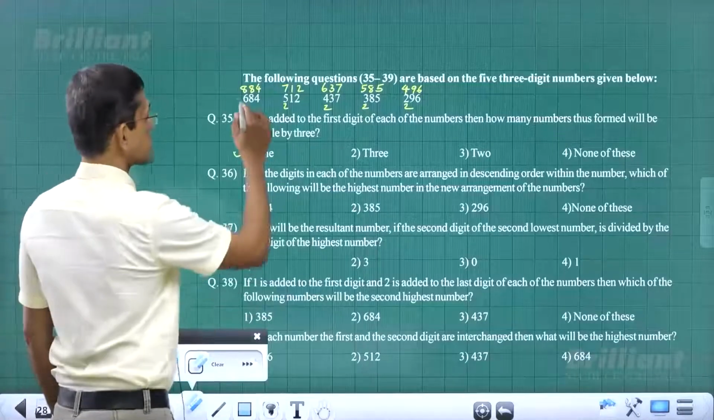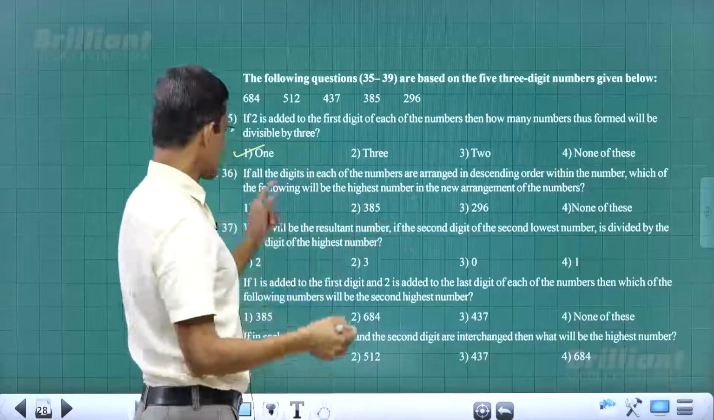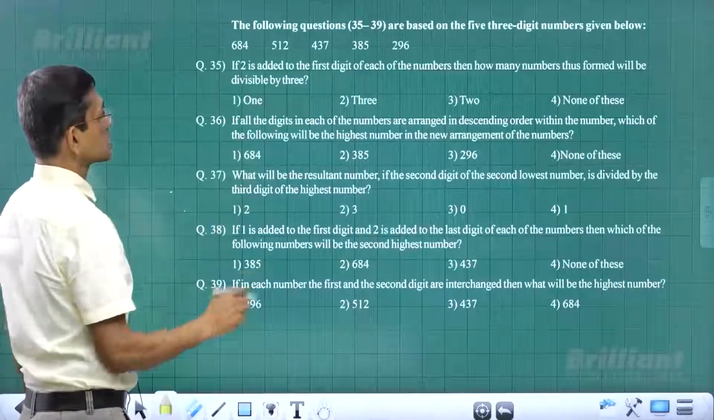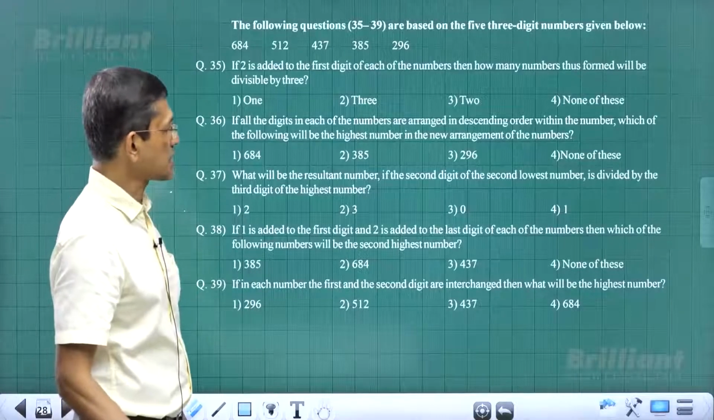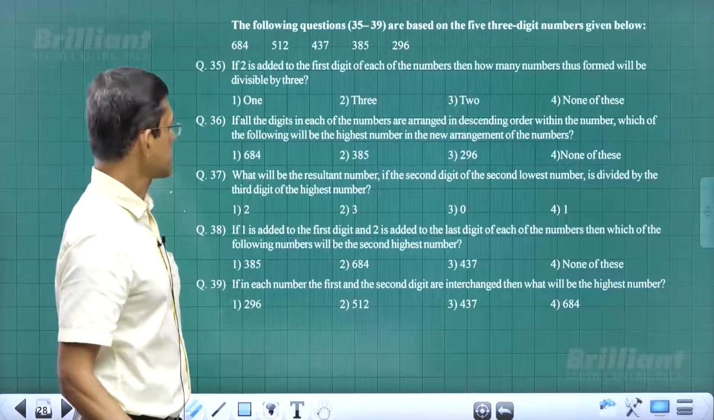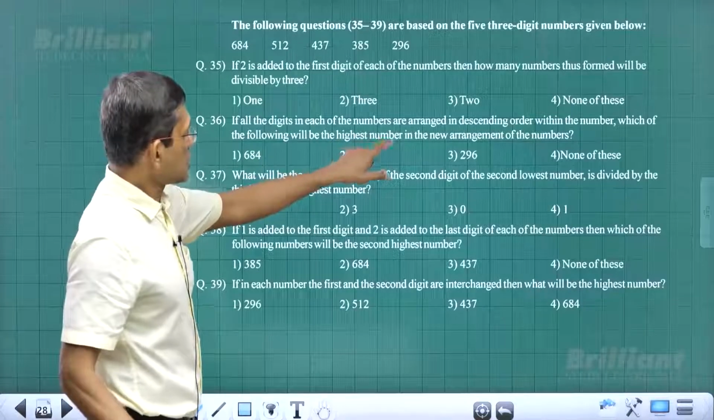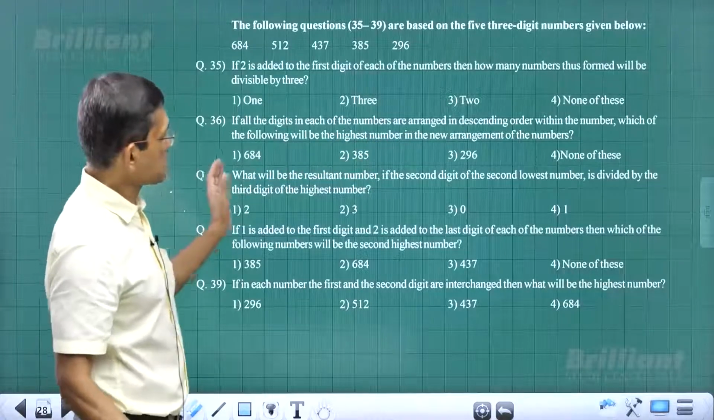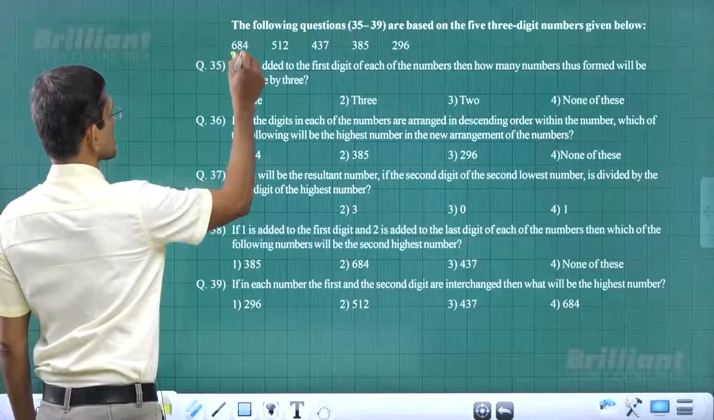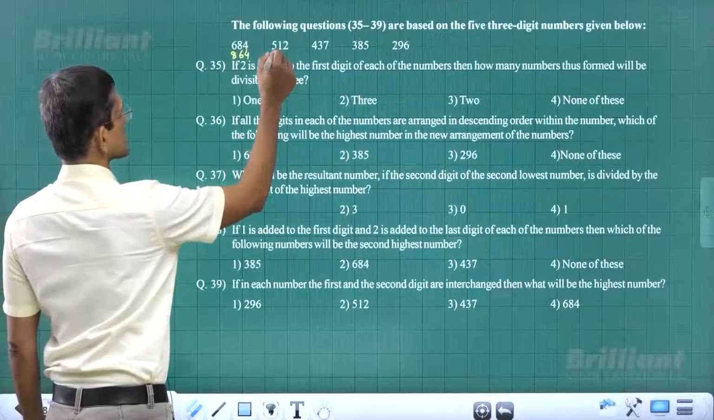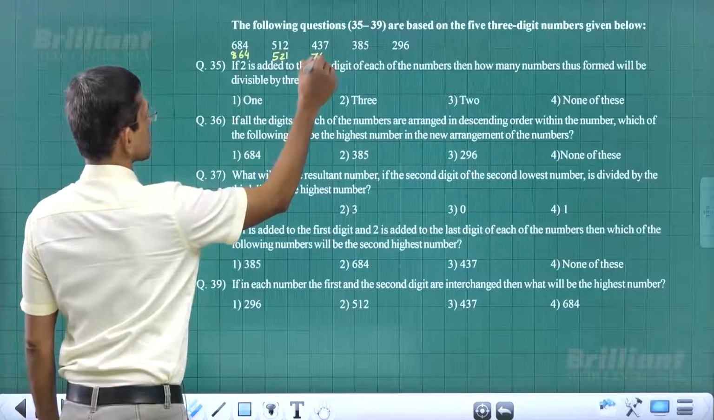Now that operation is completed. Now we have to look for a different operation. So look at question 36. If all the digits in each of the numbers are arranged in descending order within that number, then which of the following will be the highest number in the new arrangement? So the largest digit must come first: 8, 6, 4. Then this is 5, 2, 1. And this is 7, 4, 3, etc.